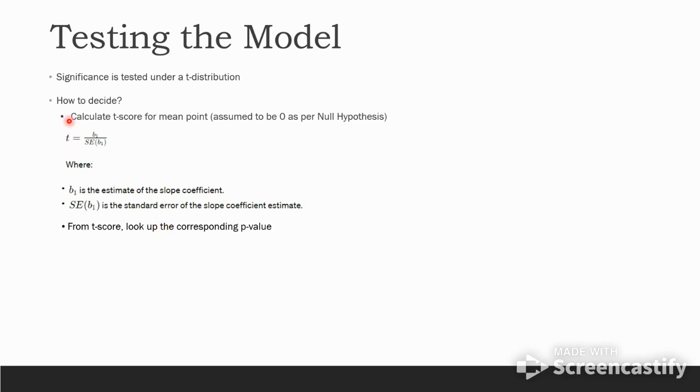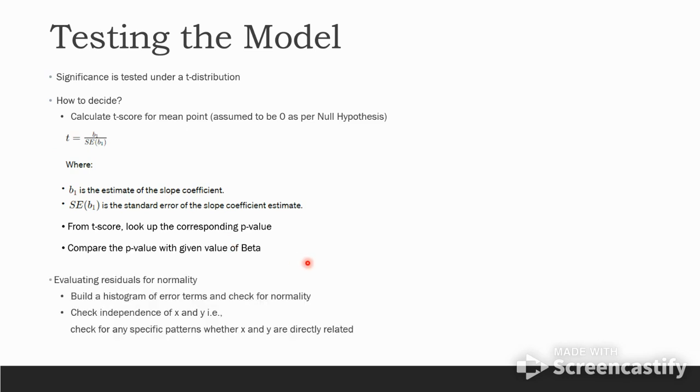After calculating the t value, we look up the corresponding p value from the table and compare that with the given value of beta. So this will be covered through a real example.